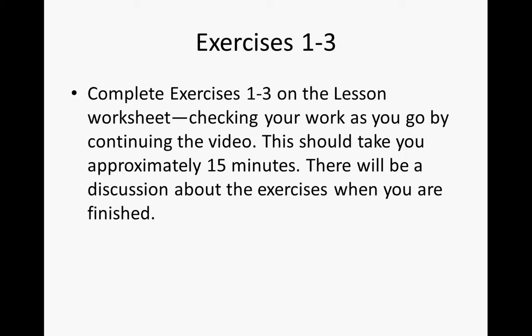Again, anytime you run into something that you don't understand, make a note of it, but continue working through the rest of the problems and bring your notes to class and we can discuss what is confusing to you.